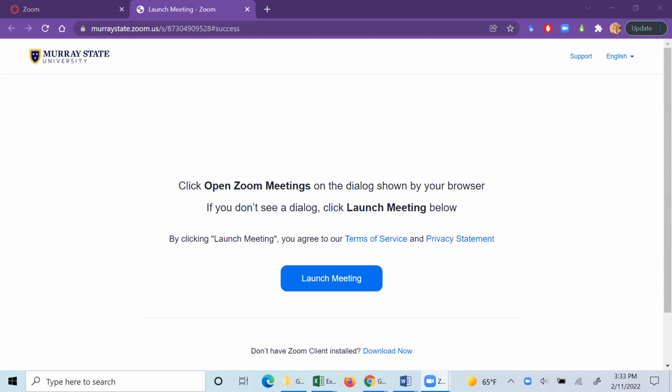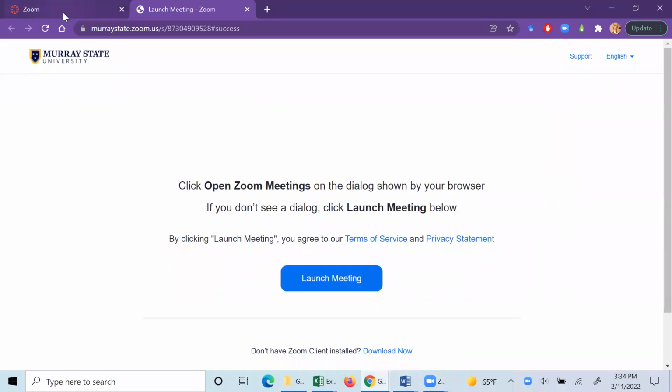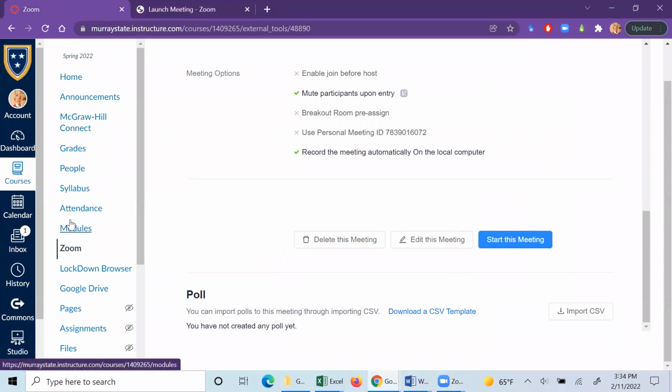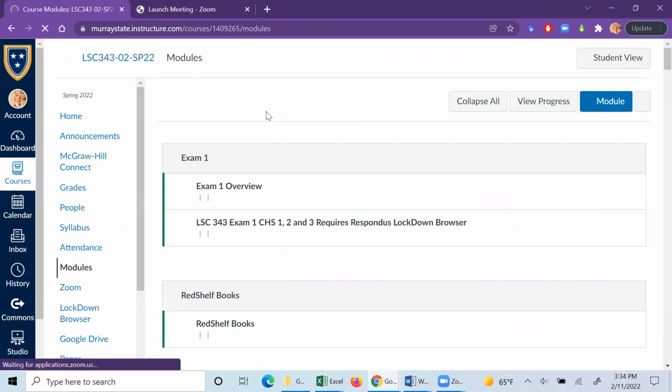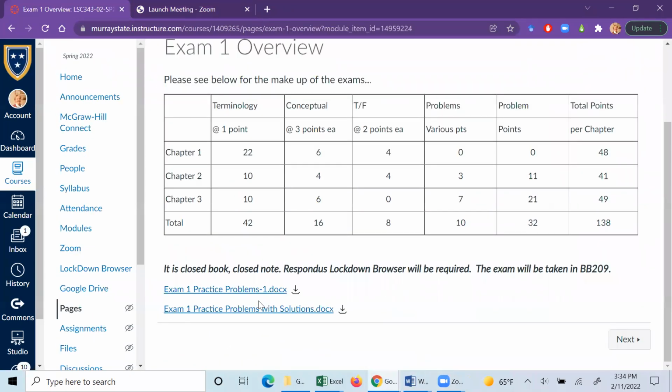Good day. I want to go ahead and spend a few minutes just doing the exam review. I downloaded this file from, I guess I can just show you real quick where I downloaded it from. On the modules page, if you go to the exam one module, the exam one overview, I've downloaded the practice problems here, and I'm going to then be reviewing the solutions with you. So let's go ahead and get started.